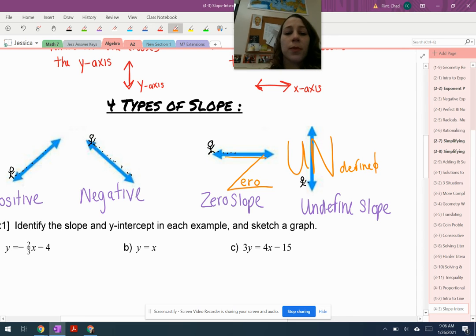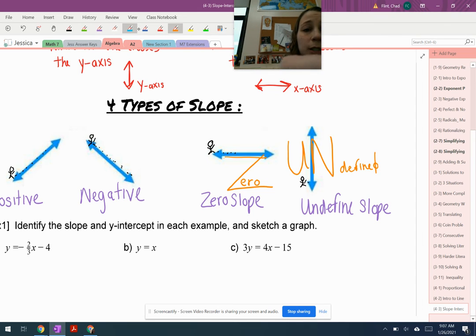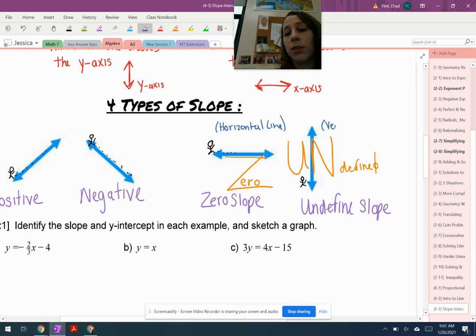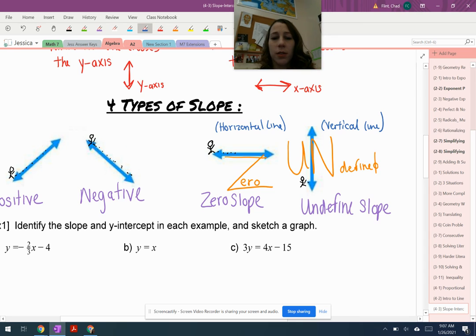That makes sense. Last thing I just want to add in are these 2 special kinds of lines have names. Well, not special names, but they have names, right? This 0 slope is what's called a horizontal line. And this is what's called a vertical line. That's going to come into play a little bit later in the unit.